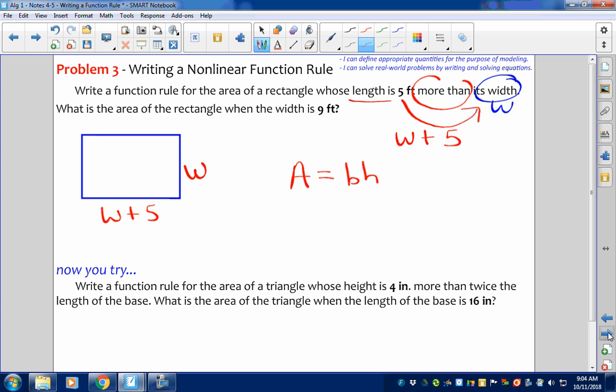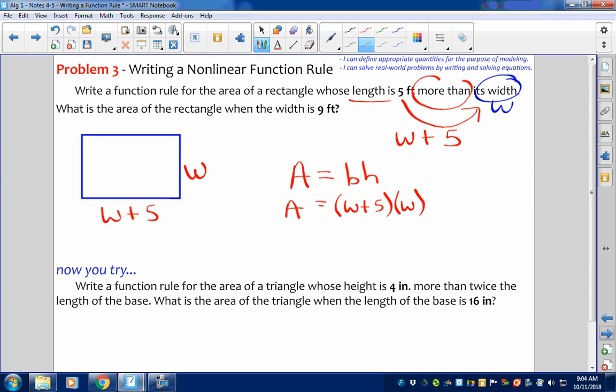Now I labeled this width, and the length I labeled W plus 5. So I'm going to replace the base with W plus 5, which is specific to this problem, and the height I'm going to replace with W.